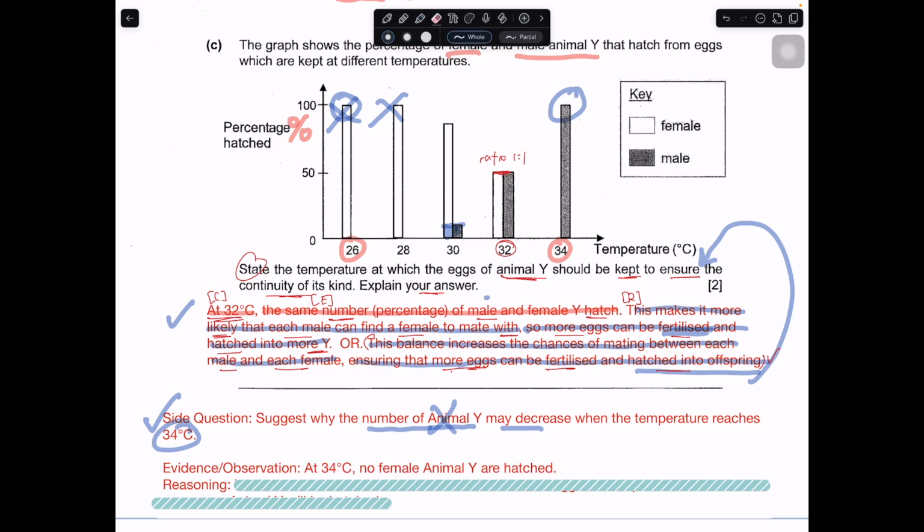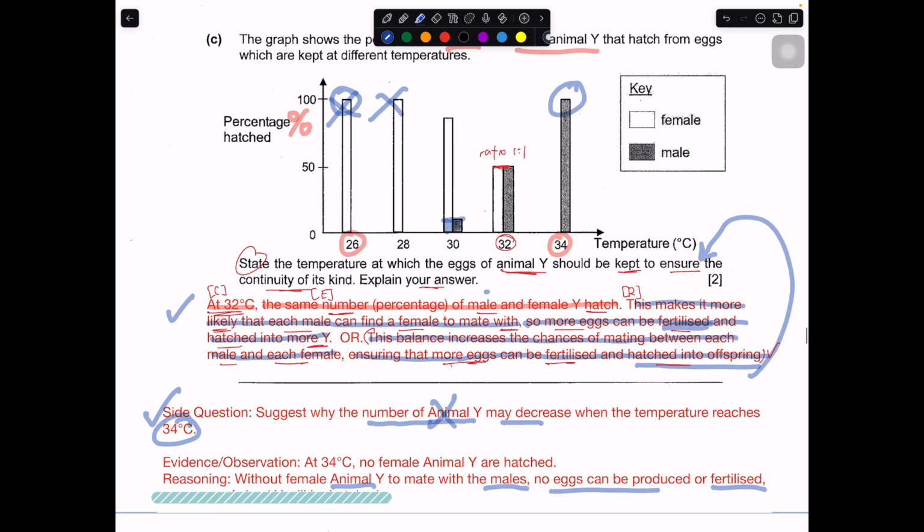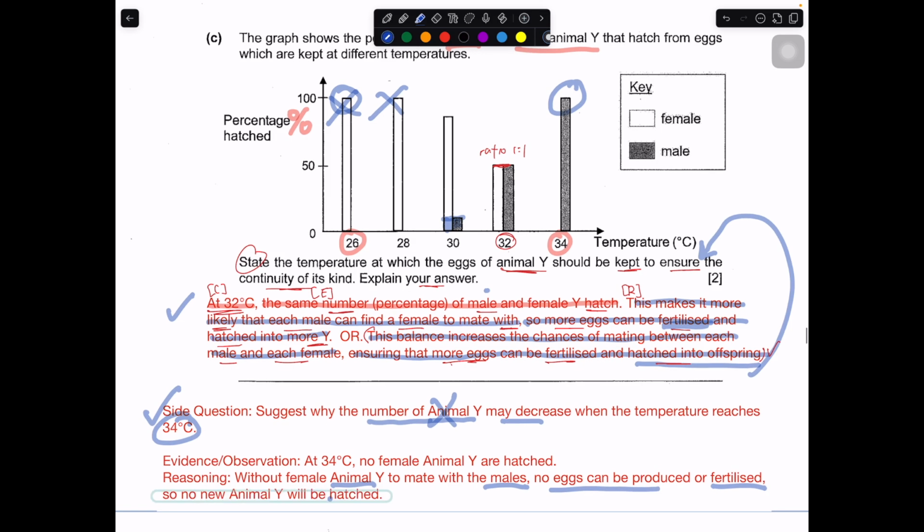So at 34, no female animal Y are hatched. Only male, so no female. The reasoning is, without female Y to mate with the males, no eggs can be produced or fertilized. Without female, no eggs can be produced, because mostly the females are the ones producing the eggs. Therefore, no new animal Ys will be hatched. So this is one way to look at it if there's a side question coming out.